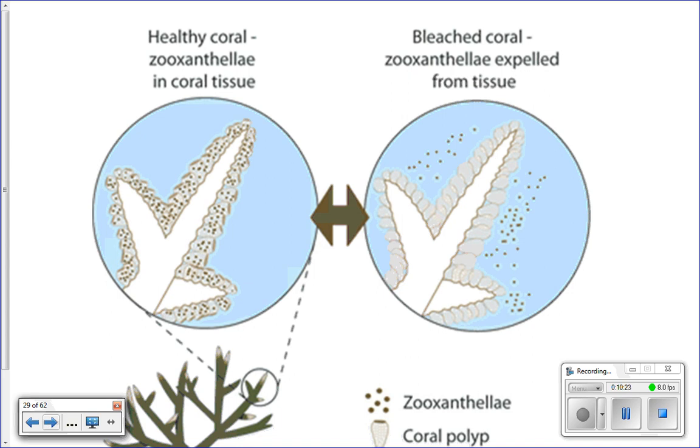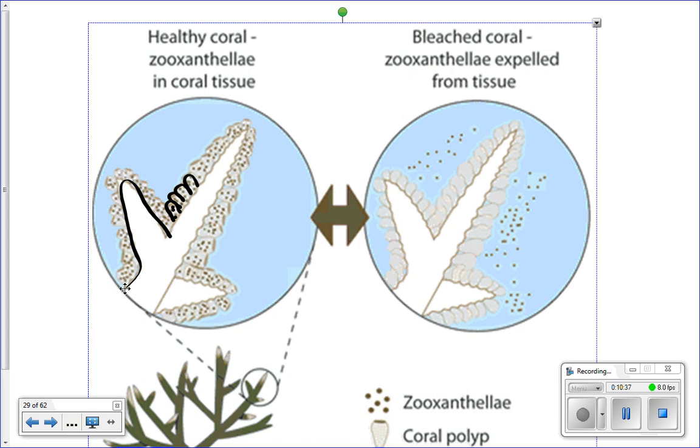However, they can die from bleaching. All right, so here's basically what happens. You can see the skeleton here, and then the little coral polyps that live on the surface. The little dots in there represent the zooxanthellae. So that's normal coral there on the left. On the right is what happens in bleaching.